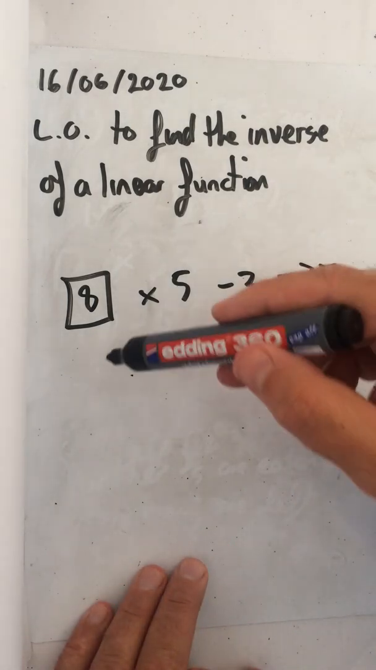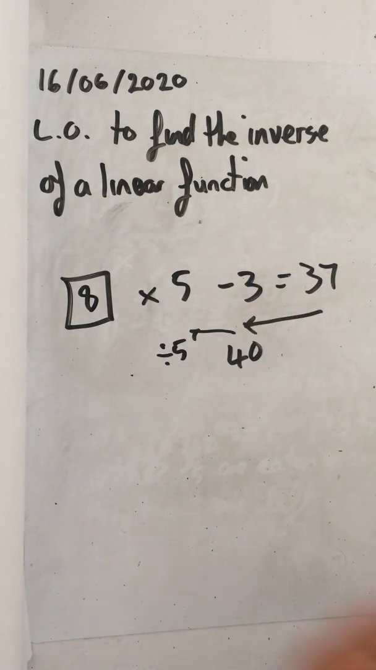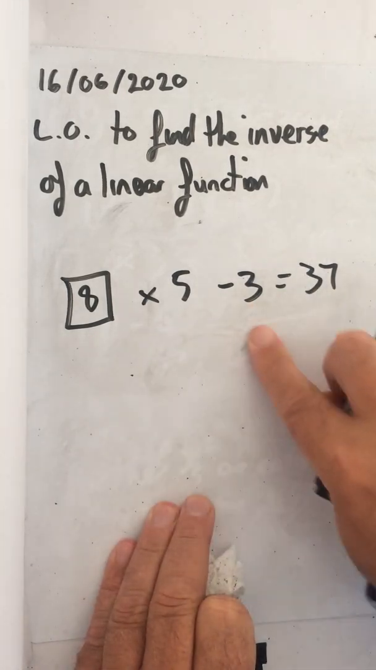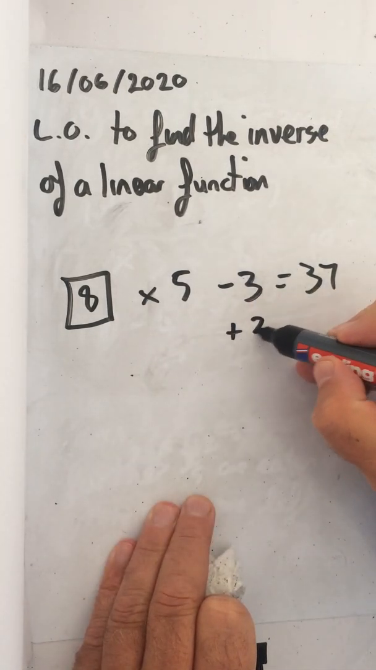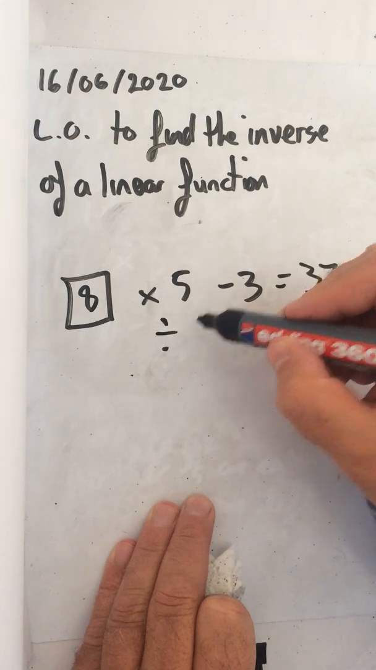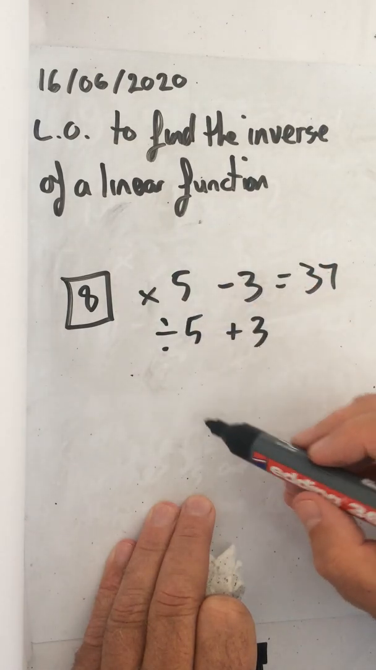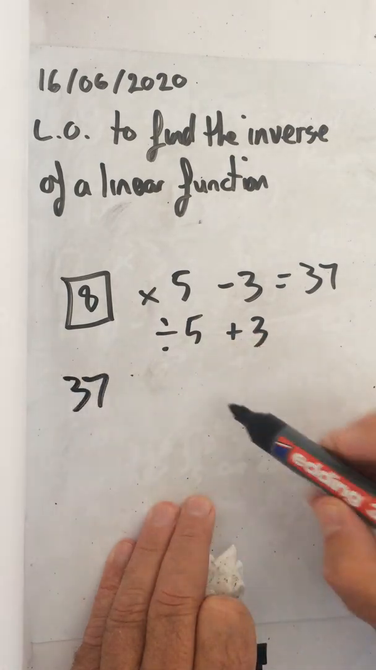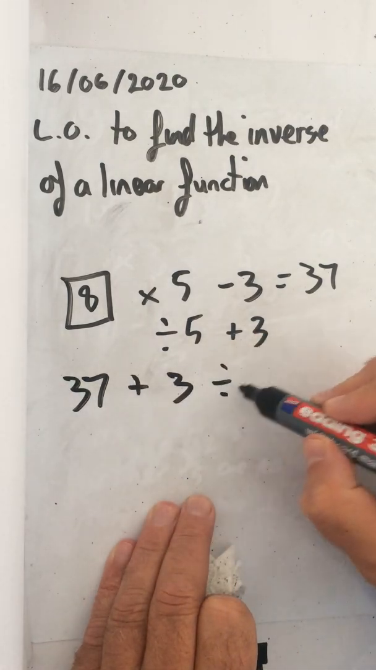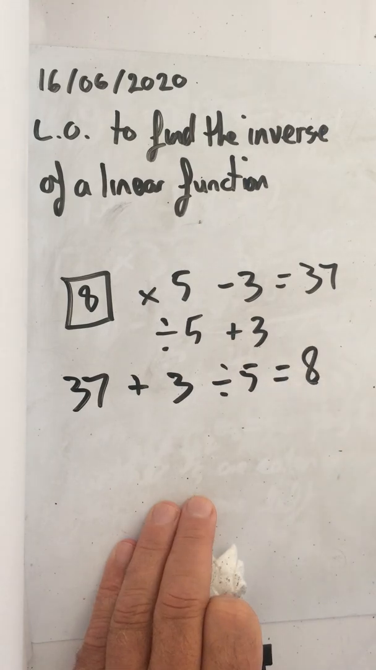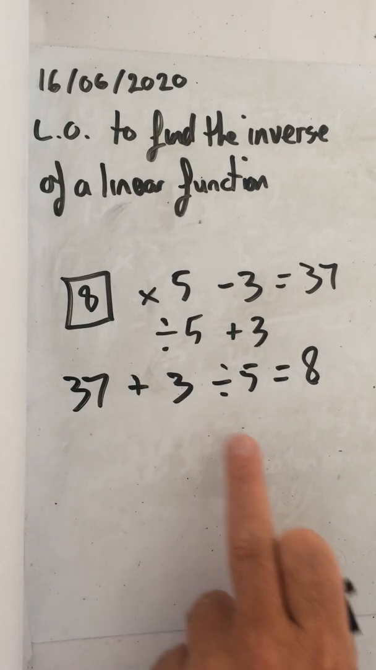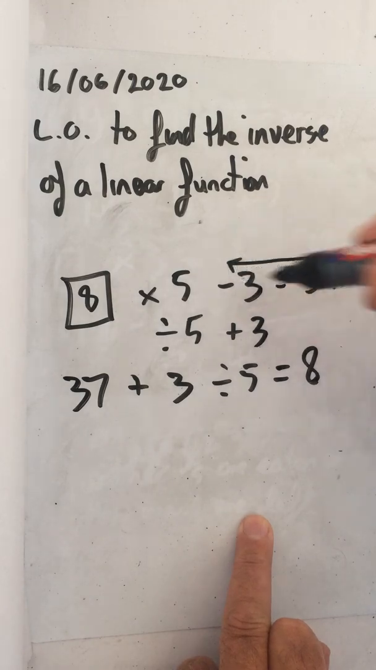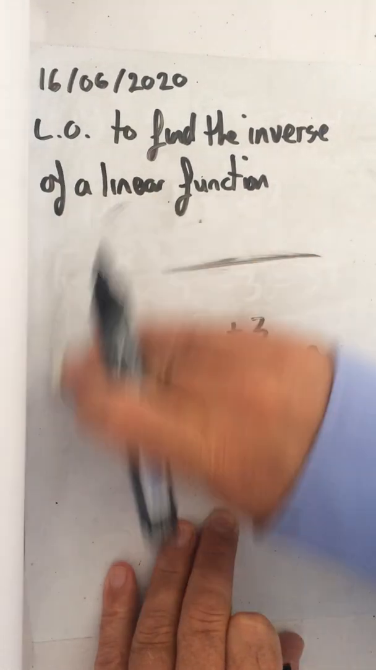So it's where you go in the opposite direction and you do the opposite calculations. So again, this sum becomes, sorry, I did a plus 3 there, and I did a divide by 5, so it becomes 37 plus 3 divided by 5 equals 8. And I've done the inverse there, okay, the inverse. So when I'm going the opposite direction, I do the opposite calculation, okay.